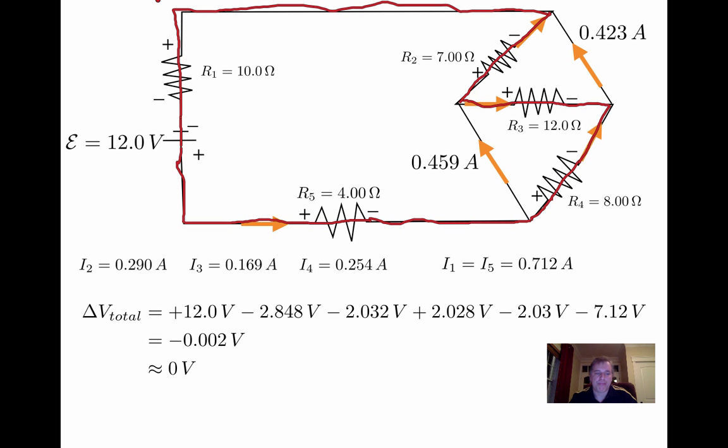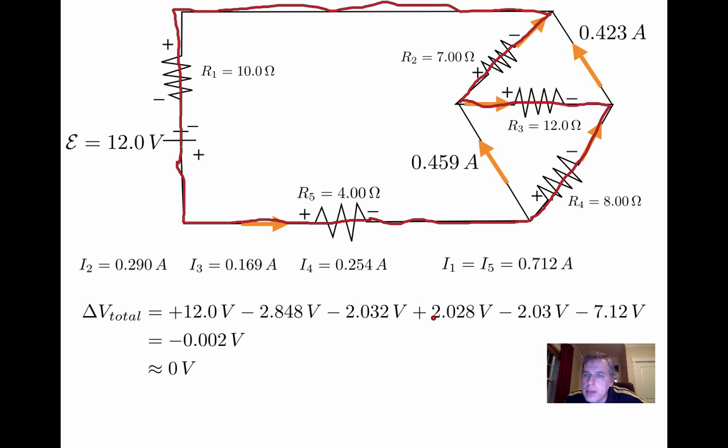And we get this. So this is the loop I just told you about. I go from there to there. I have a plus 12 volts. Then as I go through R5, I have a drop of 4 ohms times I5, and that's a drop of 2.848 volts through R5. Then as I go through R4, I have a drop again of 8 ohms times I4, and that gives a value equal to minus 2.032 volts. Then we went through R3.